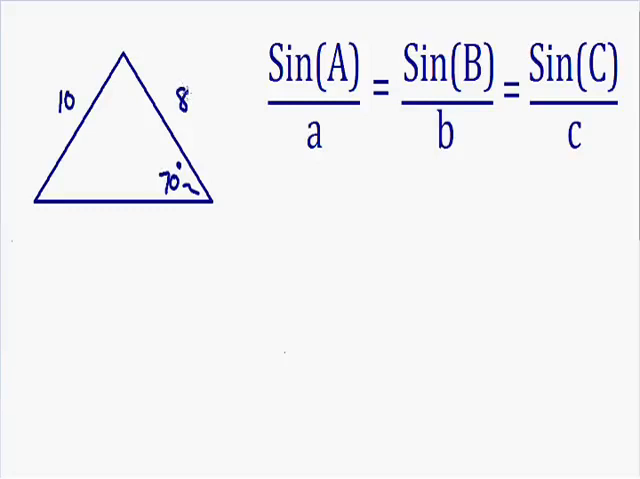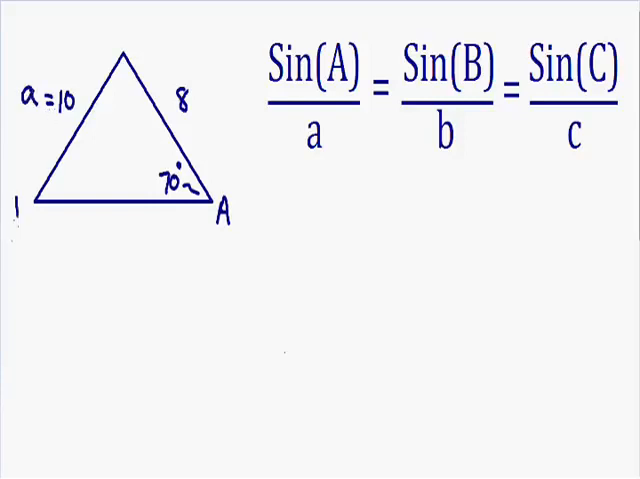And let's label this triangle before we start doing any work. We'll say that this angle right here is angle A. So if this is angle A, then the side opposite of that angle has to be side A. So that means that the side with the length of 10 has to be side A.